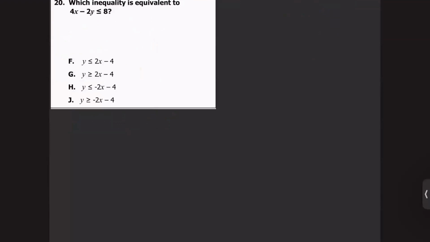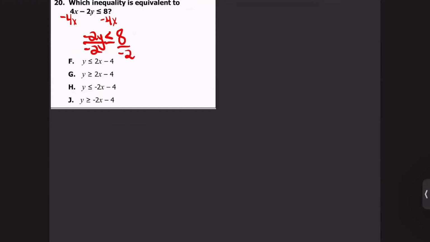All right, which inequality is equivalent to 4x minus 2y is less than or equal to 8? Well, all of these are in terms of y, so we need to solve for y. How do we do that? Well, we subtract 4x and subtract 4x. Then all we do is divide by -2.